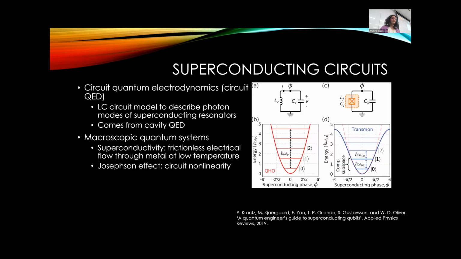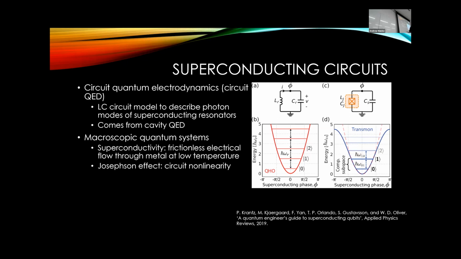Superconducting circuits come from circuit quantum electrodynamics, where you use LC circuit models to describe photon modes in superconducting resonators. This comes from cavity quantum electrodynamics, a very well understood field in physics, where we can describe how atoms in mirror cavities interact with photons of light. With superconducting circuits, or circuit QED, we simulate these same dynamics, but using nonlinear circuits.